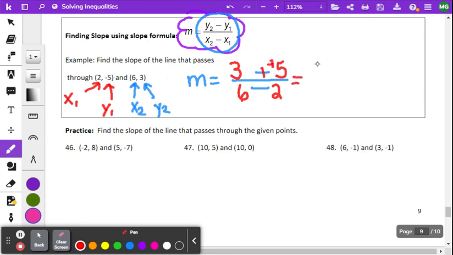3 plus 5 is 8. 6 minus 2 is 4. And when we reduce that, we still get a slope of 2.